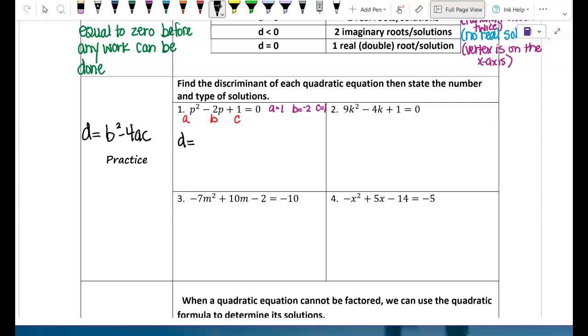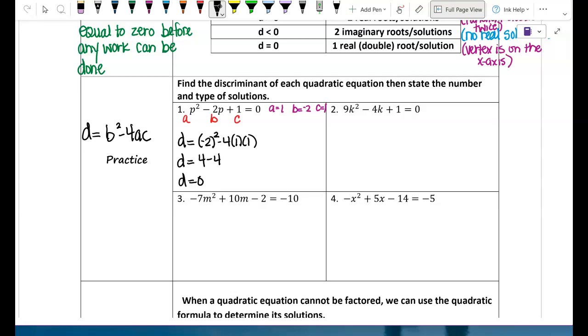So D equals, now my B is -2, so I have to do parenthesis -2 squared minus 4 times 1 times 1, because A and C are both 1. So when I substitute them in, putting in 1s, -2 squared would equal +4. -4 times 1 would be -4. So D equals 4 minus 4.